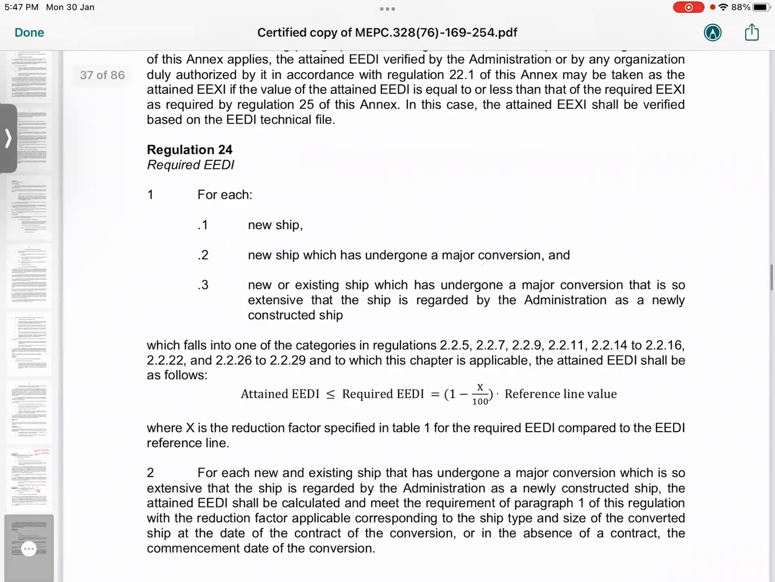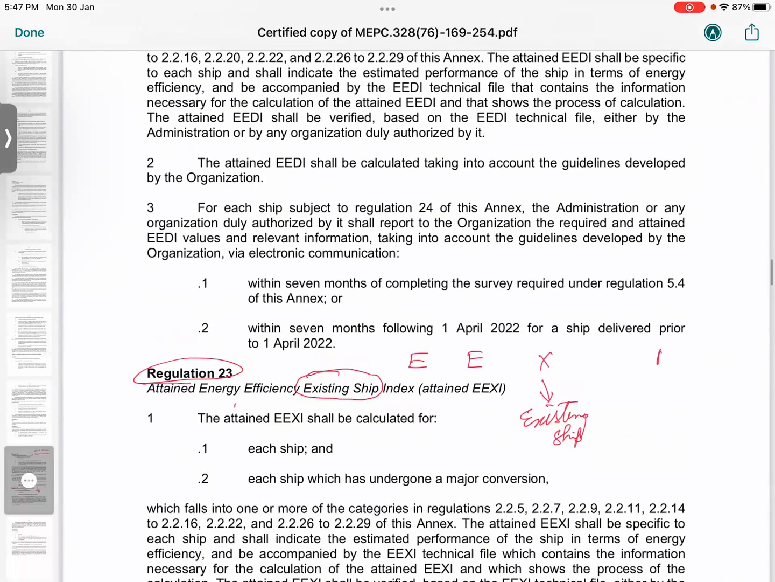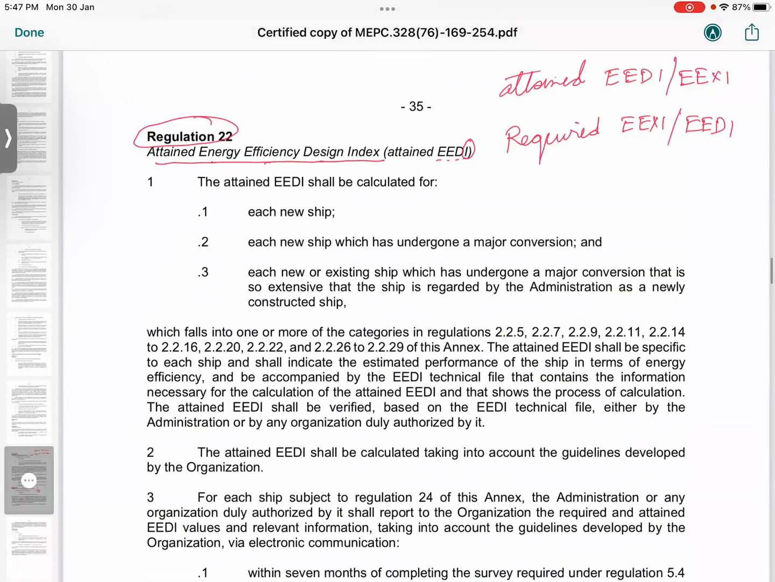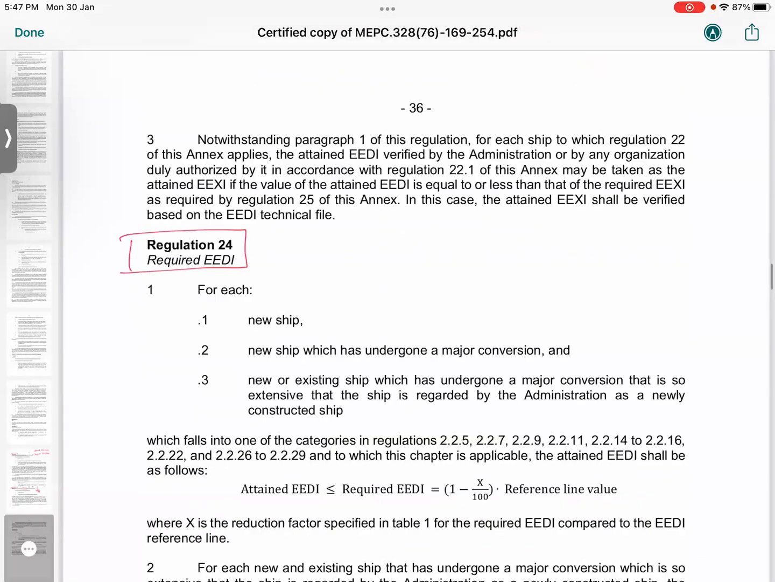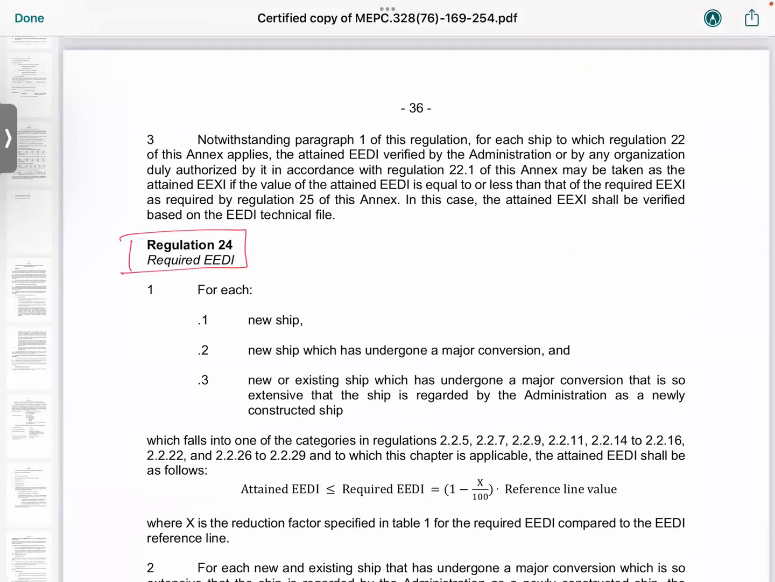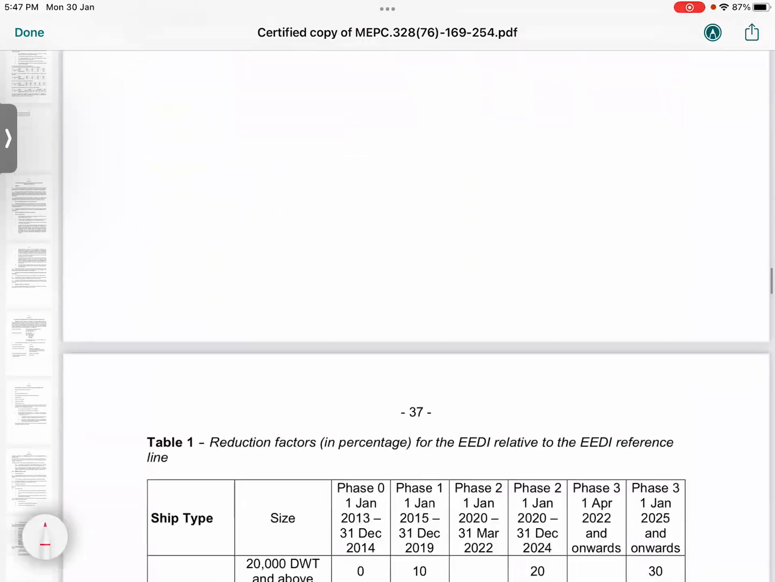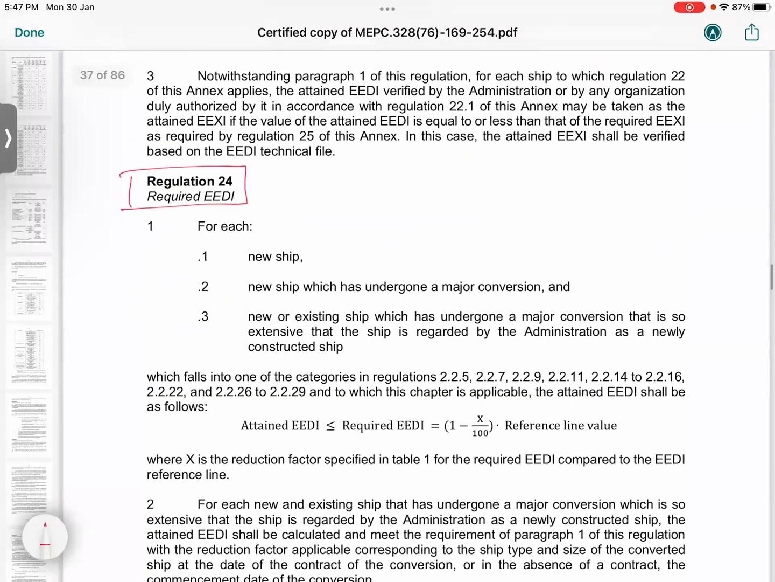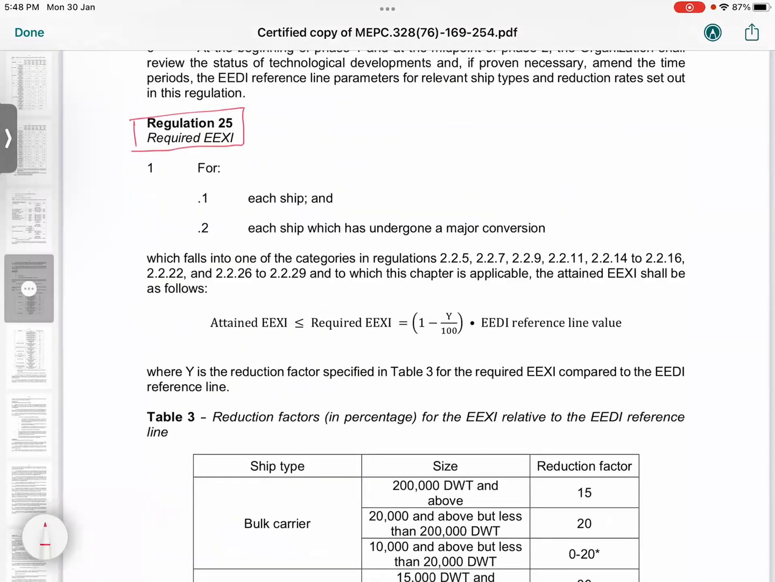आपने यहाँ पे देख लिया attained means which you are obtaining in 22 and 23. Okay, अब regulation ने आपके लिए क्या set किया, that is required EEDI, right? जो आपको regulation ने set किया है. Okay, this is the required to meet the regulations. Okay, and regulation number 24 is required EEDI and regulation 25 is also required EEXI.